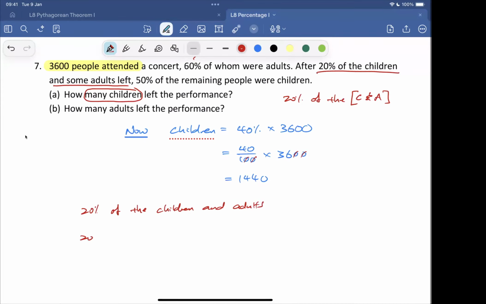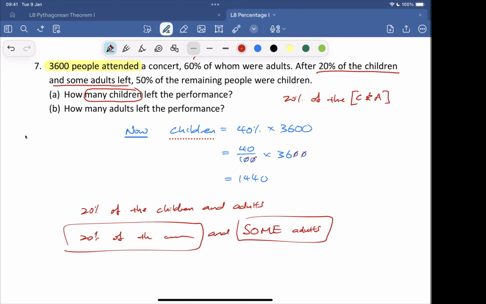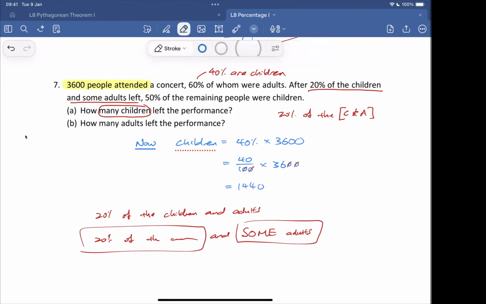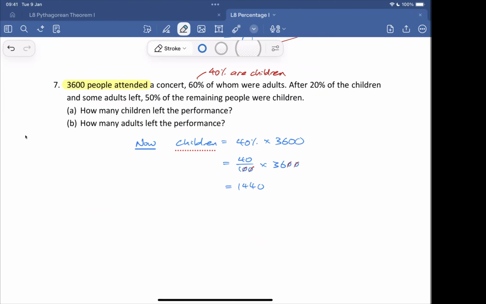But if they say 20% of the children and some adults. Oh, so it is 20% of the children plus a random amount of adults. Yes, then it's separate. Very good. At least you're reading. I am glad that you're reading the question carefully, but you just understood it differently.